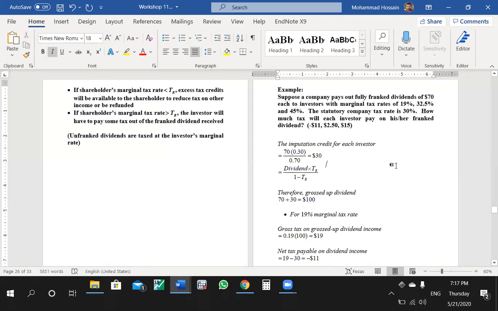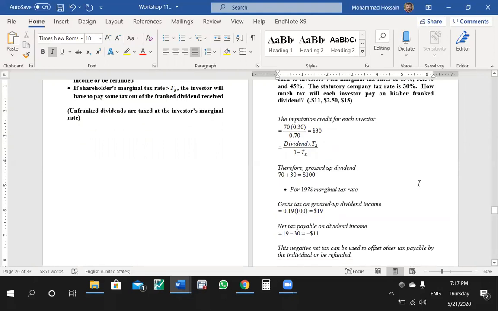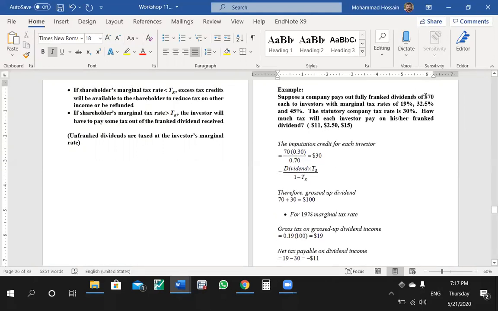That's personal income tax. The statutory company tax rate is 30%. How much tax will each investor pay on his or her franked dividend? Now look here. Each of them has been paid $70 fully franked, isn't it? So it means 30% corporation tax has been paid. After paying this tax, $70 has been given to them.